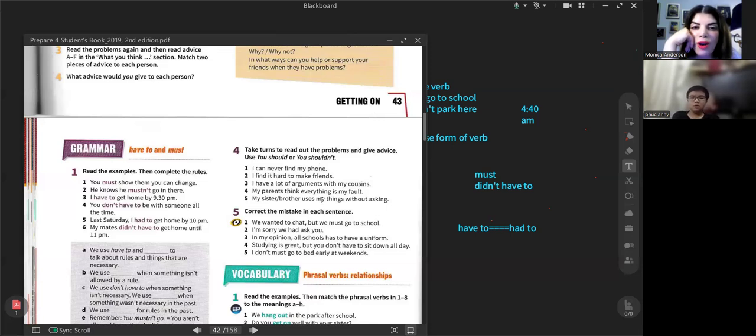And my sister and brother use my things without asking. Can you see number 6? You can tell your parents about it.